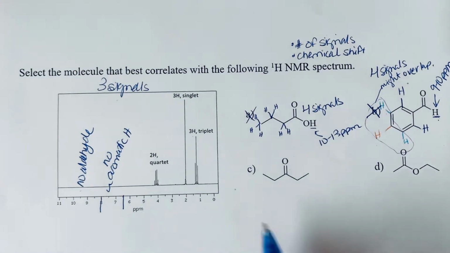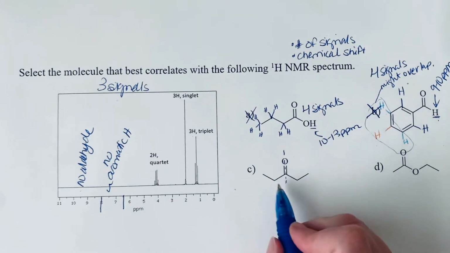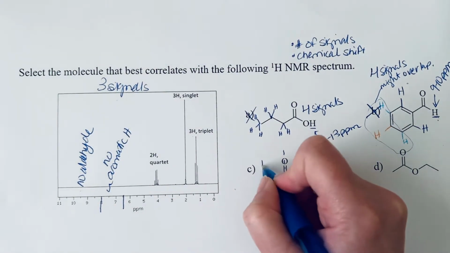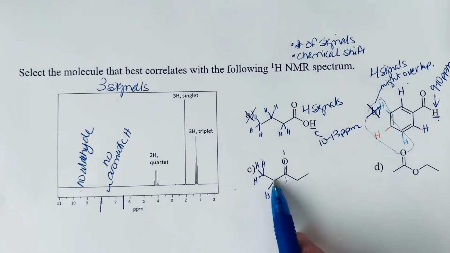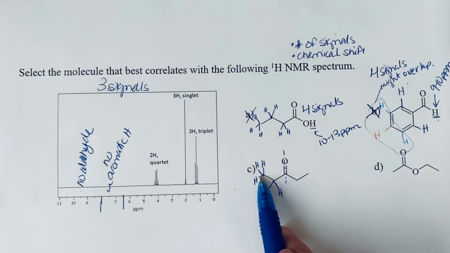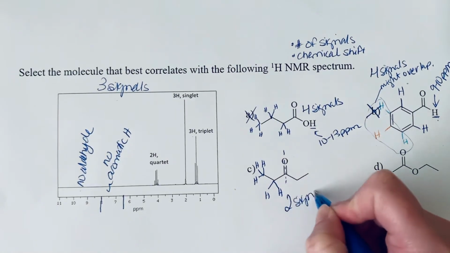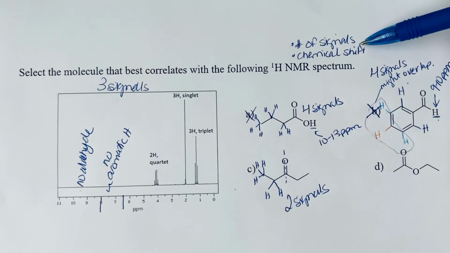If we look at C, we've got a plane of symmetry down the center, which means because we've got these 2 identical ethyl groups, we would see only 1 and 2 signals. Because this CH2 would be the same as this CH2, this CH3 would be the same as that one. So we would see 2 signals. So it appears that this is a really easy problem to solve just by the number of signals. The only thing we might consider is this one, because it might look like 3, but the chemical shifts don't match at all.